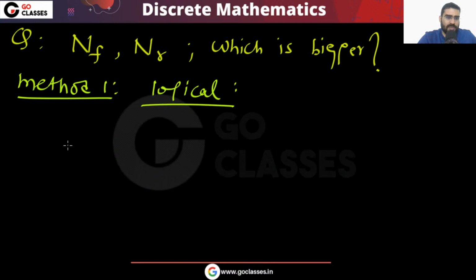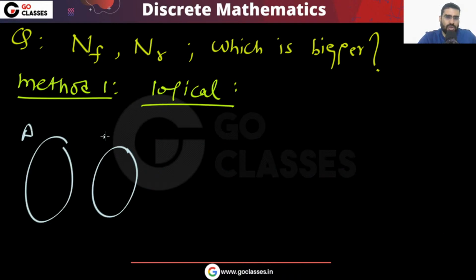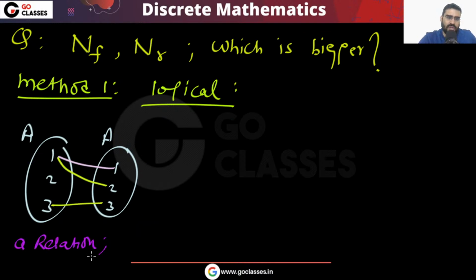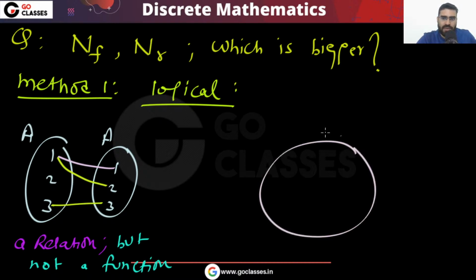For example, take this A, and this A, 1 2 3 and 1 2 3. You can easily create a relation which is not a function. For example, you can create this. If you do it like this, then definitely this is not even a function. Look at this relation: it is a relation but not a function. So finally, at this point I can say that every function is a relation.